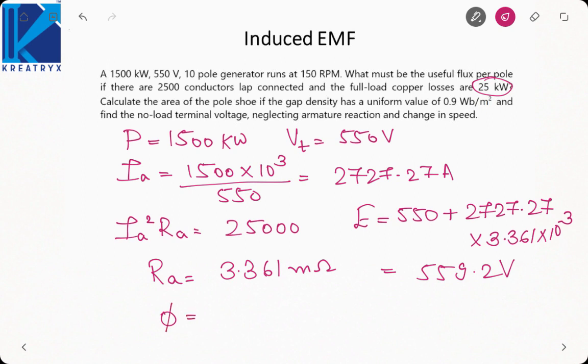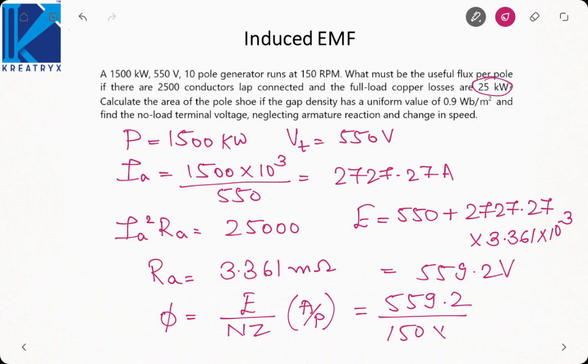Flux will be EMF upon N Z, A by P. Okay. Now EMF is how much? 559.2, and speed is how much? 150 RPM. E into 60 will also be there.